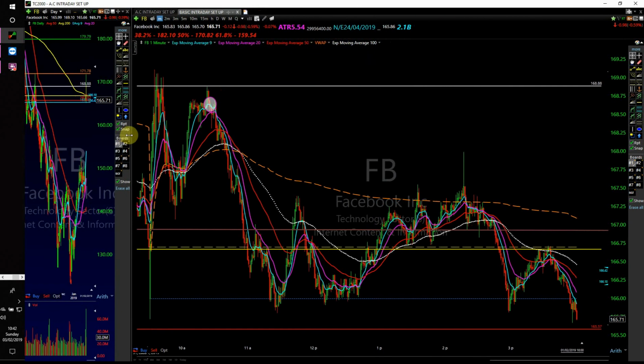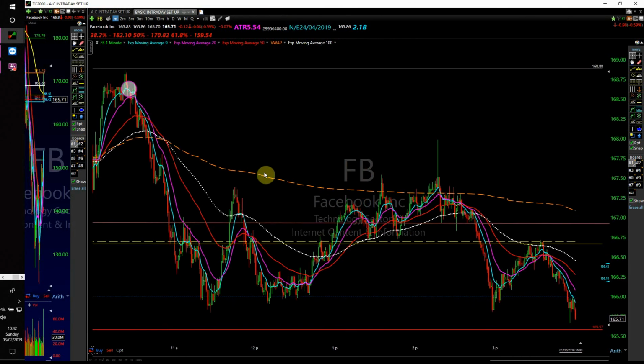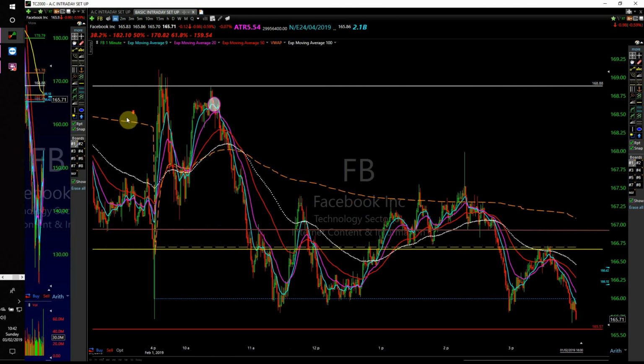Certainly, unless it broke those lows, then we can mark up some more levels. So going into the day, this was Facebook, and this is what we got. Facebook ripped out of the gate. It came into this sort of area, it failed, it pulled back, and it gave us this thing.